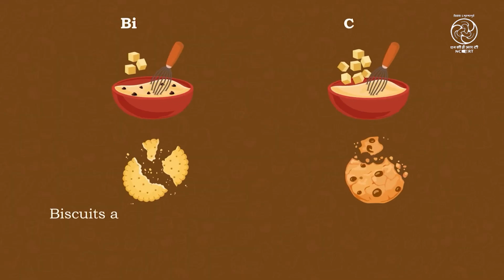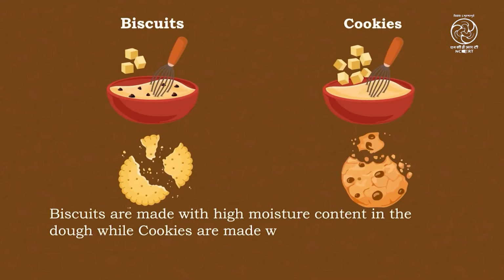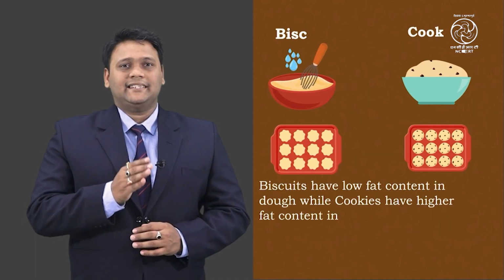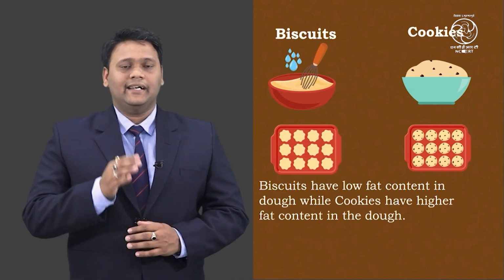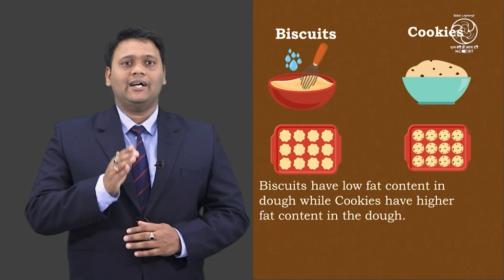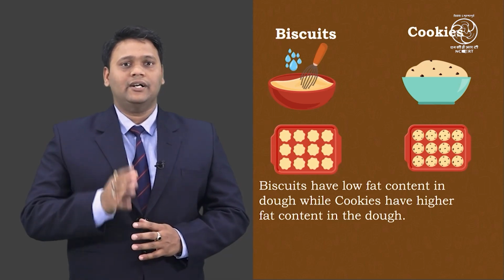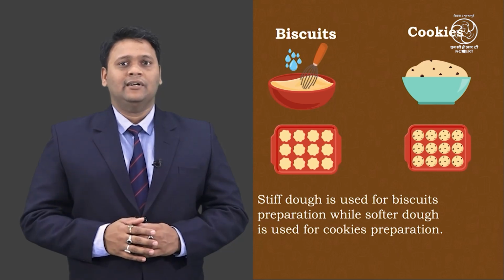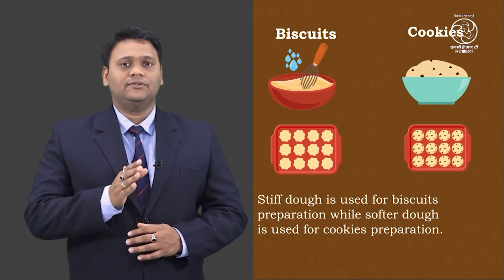Biscuits are made with high moisture content in the dough, while cookies are made with less moisture content in the dough. Biscuits have low fat content in dough, while cookies have higher fat content in the dough. Stiff dough is used for biscuit preparation, while softer dough is used for cookies preparation.